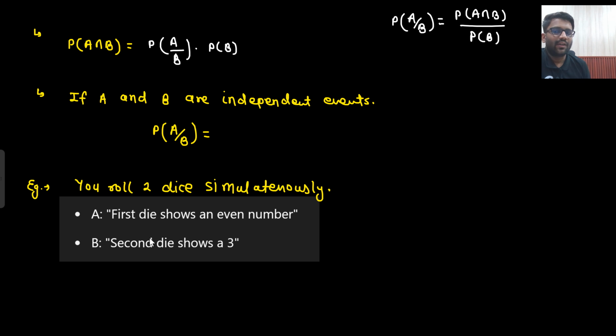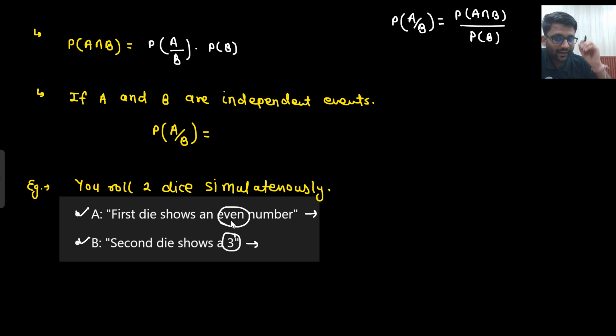You see this question, you are rolling two dice simultaneously, right? So first die will show an even number and second die will show a 3. Basically, event A is that the first die will show an even number and event B is that the second die is showing 3. So getting a 3 on the second die, will it be anyhow related to getting even on the first die? No.